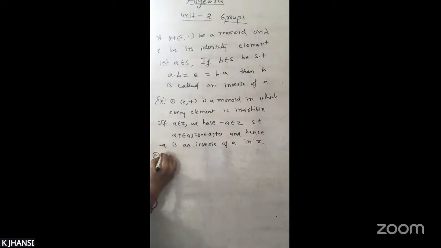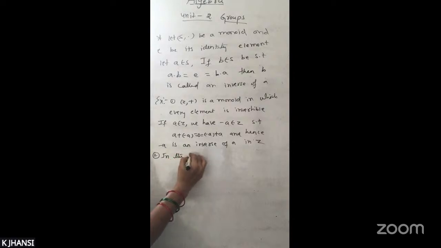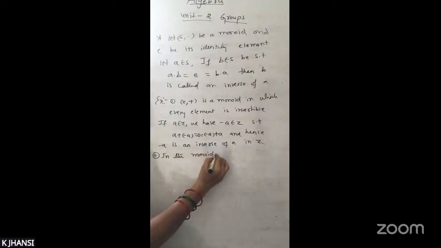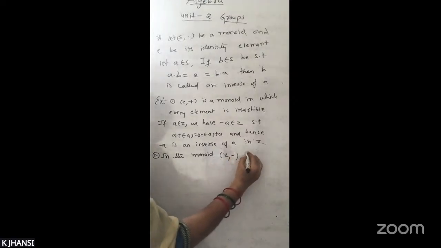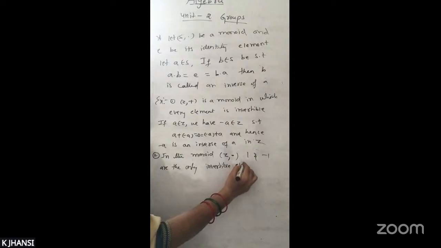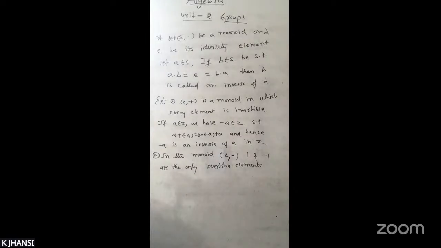The second example is in the monoid (Z, ·), that is, with respect to multiplication. 1 and -1 are the only invertible elements. With respect to multiplication, these two are the invertible elements.